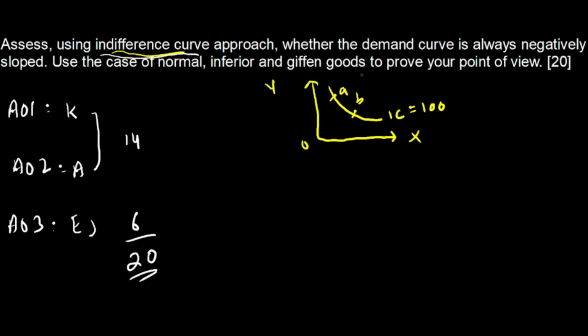So if the consumer purchases at combination A or combination B, both combinations will give him the same level of satisfaction. And then you have to explain the basic assumptions of indifference curve as well.